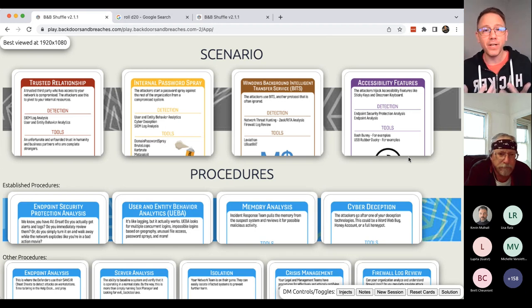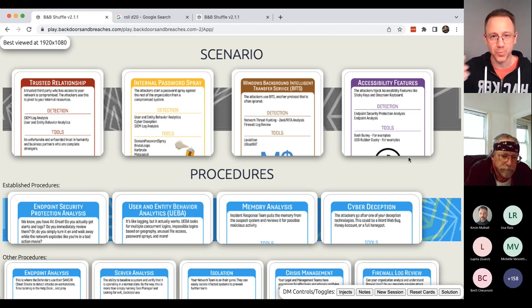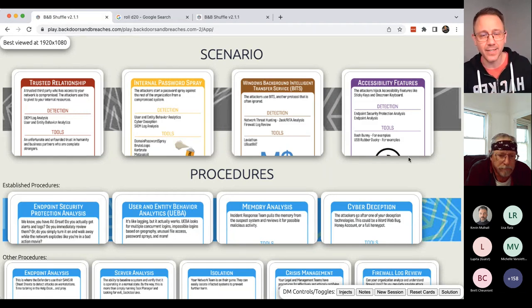Because remember, every suggestion you make is to improve the business. Every suggestion we make to an organization by providing a pen test report is to improve the business. And sometimes businesses look at the ways that we get in and they go, we're okay with that risk.